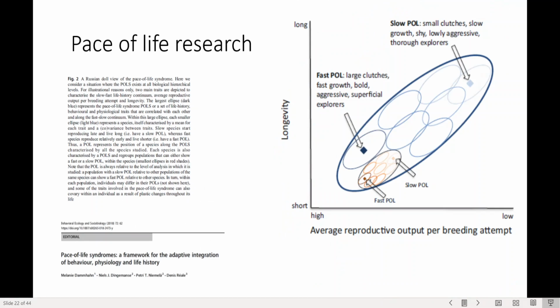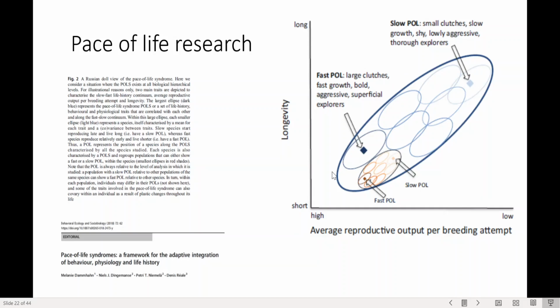Within biology, there's also a related theory. It's typically called pace of life theory. And in biology, the idea combines both the idea of populations and individuals. So here we have longevity, so how long do individuals live within and across populations, and how many offspring do individuals have on average. So here we have lots of offspring, here we have few offspring, and so we have different populations.